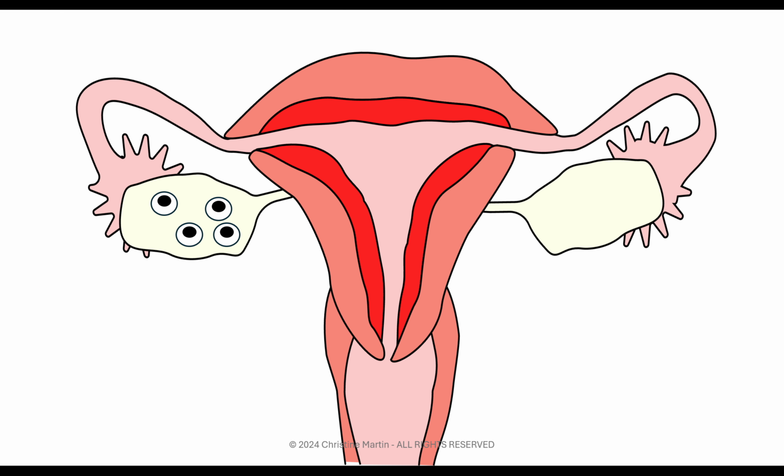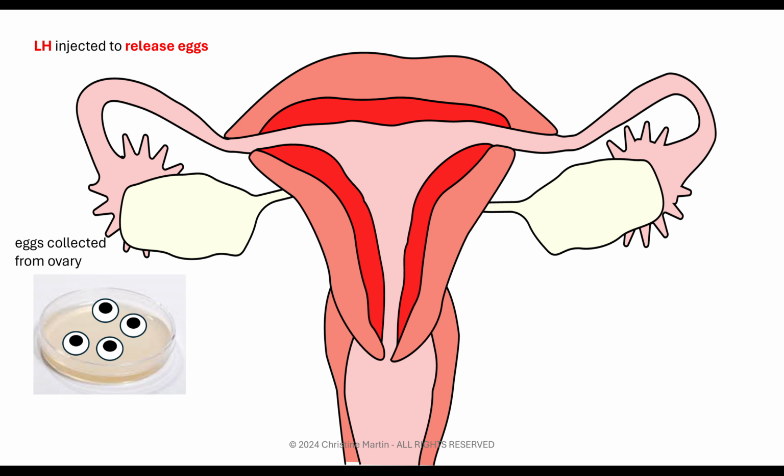Now, those several eggs will then need to be harvested, and we know that LH is the hormone which is released to cause ovulation to occur. So if a person is going to inject LH, that should help to release the eggs, and those eggs can then be collected from the ovary and placed into either a test tube or a petri dish.